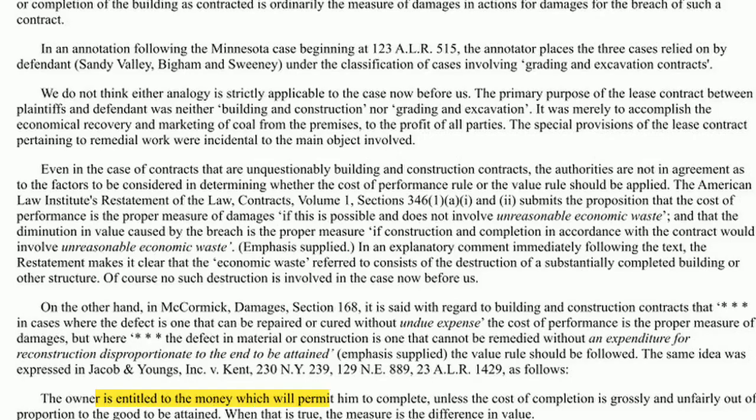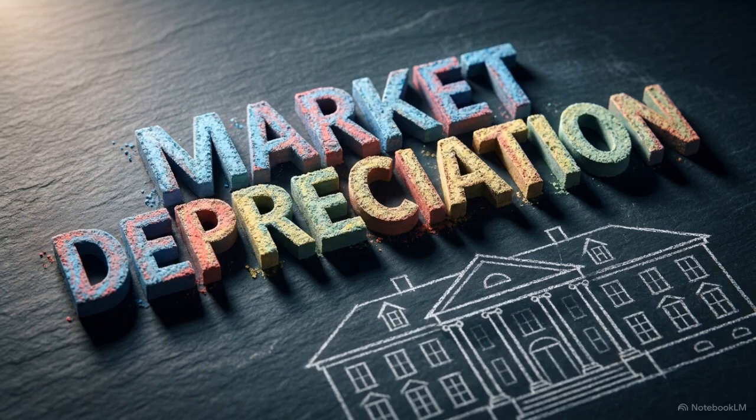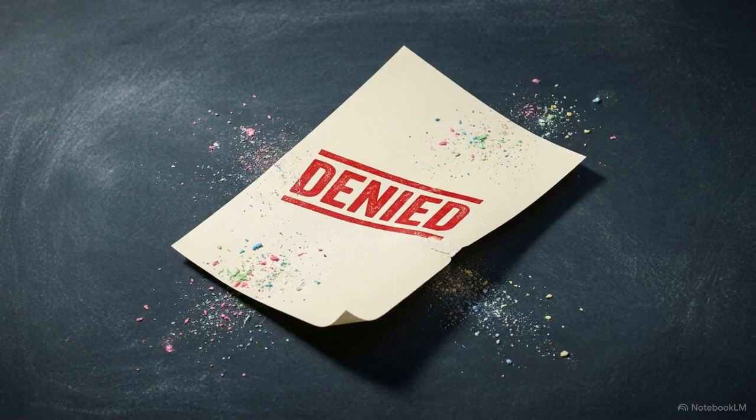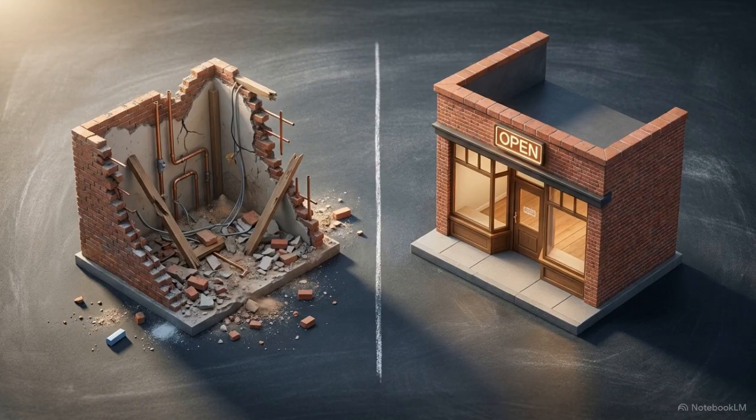When the cost of performance is grossly disproportionate to the economic benefit, courts abandon the standard formula. They switch to the diminishing in value rule, awarding only the drop in market price. For the owner in Jacob and Youngs, that difference amounted to exactly zero. The justice system will actively deny the funds to fix a breached contract if executing that fix results in senseless economic destruction rather than actual commercial restoration.